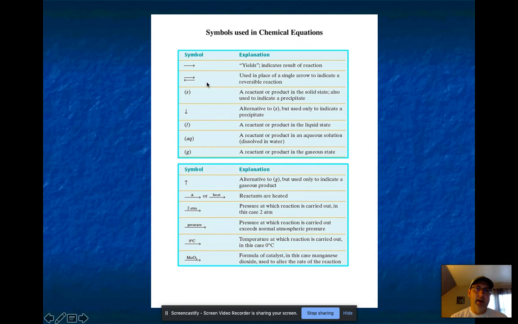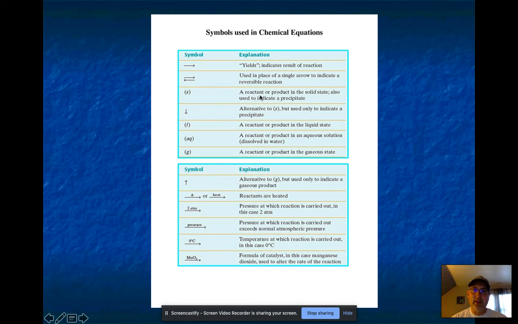Okay. Here are some of our symbols that we use in chemical reactions. Some you'll use a lot, some you won't use much at all. The first one, the arrow, that's the yield sign. That splits up the reactants from the products. You'll be using that a lot. This shows a reversible reaction or equilibrium. You won't see that as much in Chem 1. You see that a little bit more in AP chemistry.